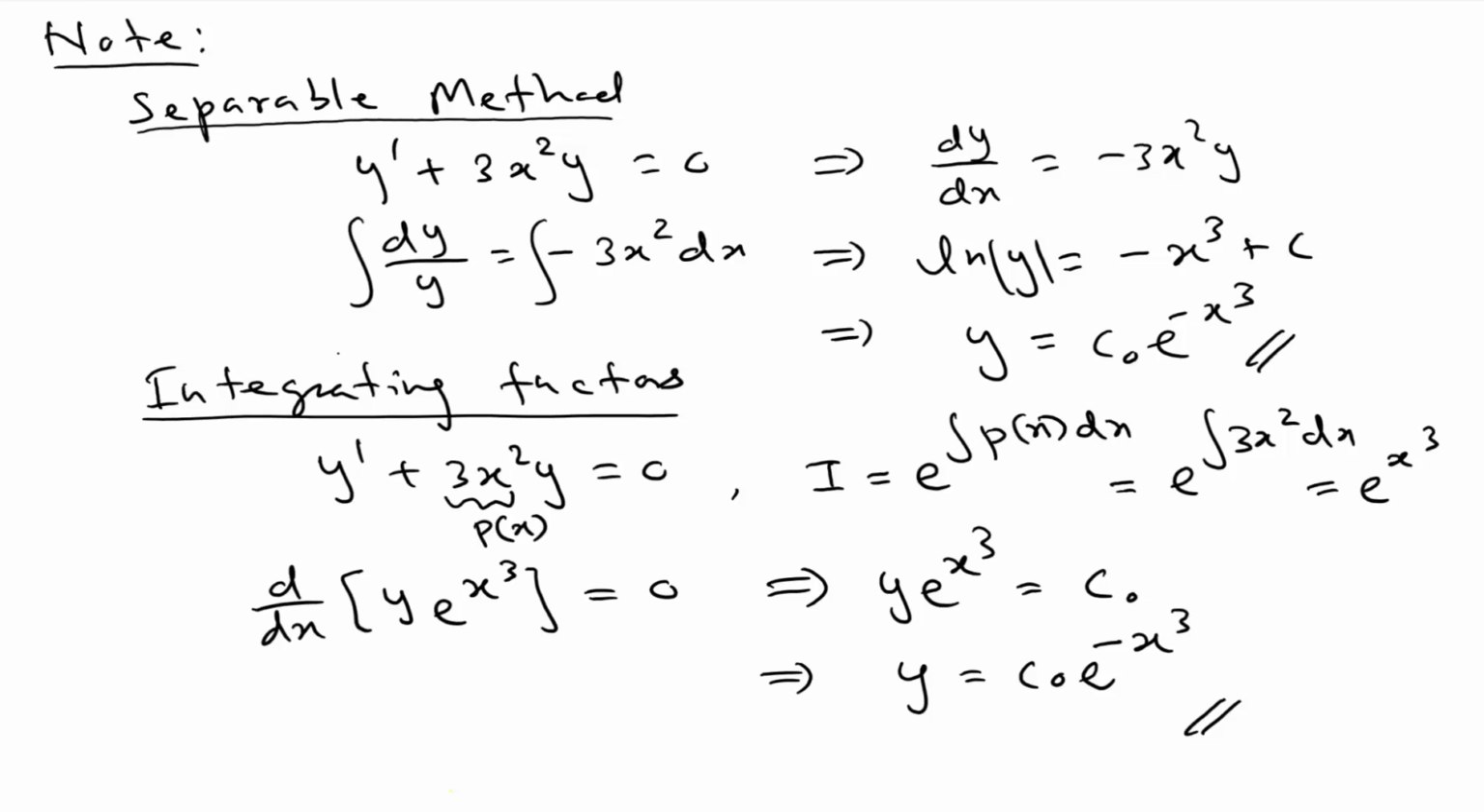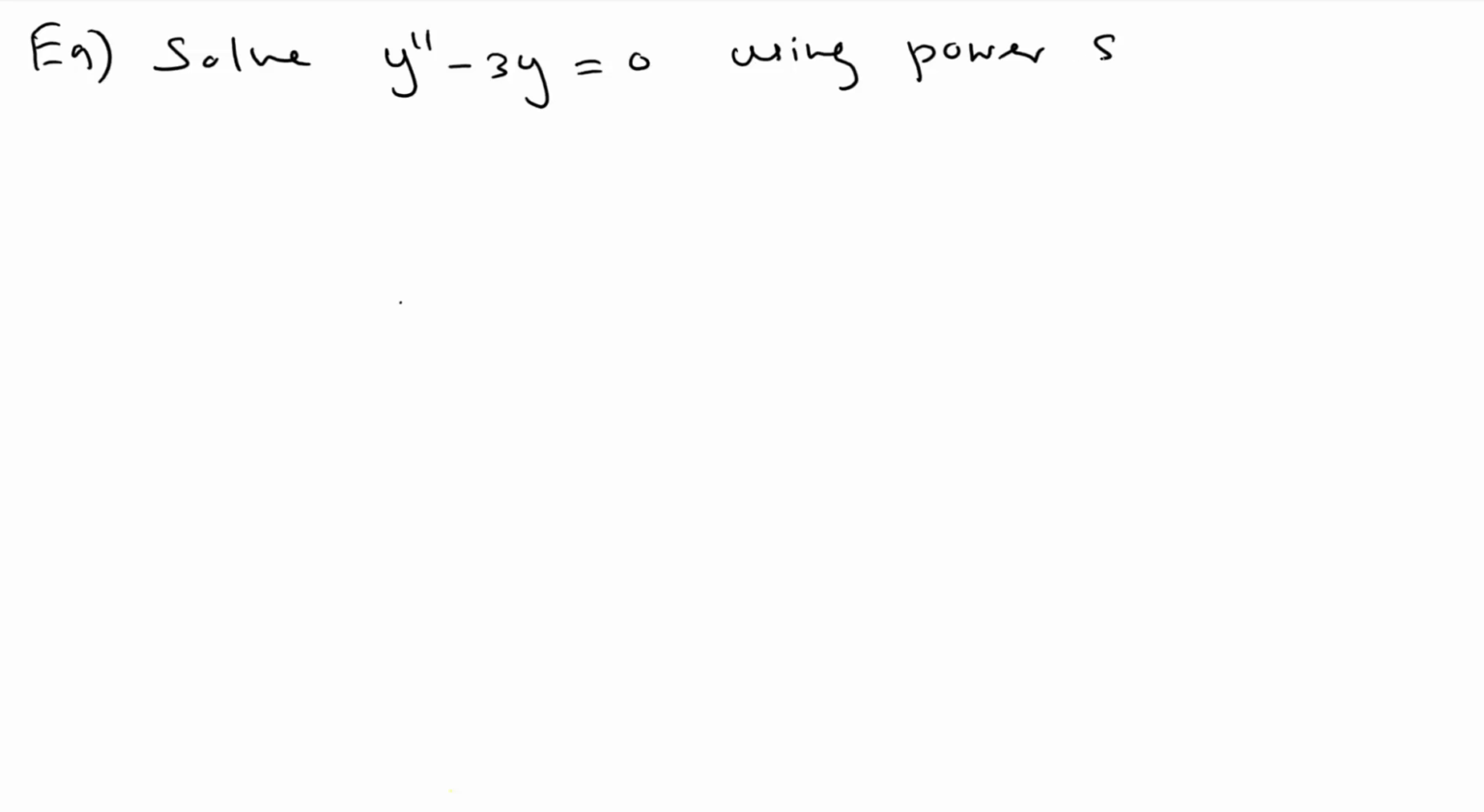Now let's go to the higher order case, a second order differential equation. So the next example: solve y double prime minus 3y equals 0, again using the power series method.